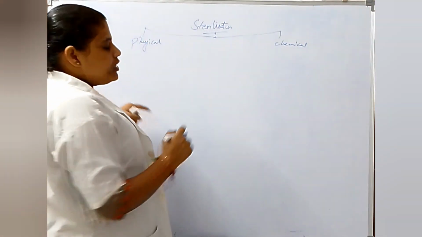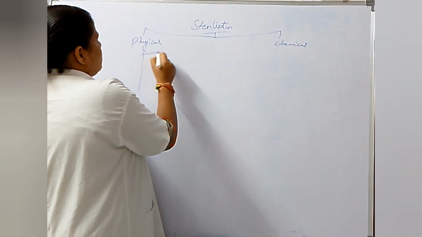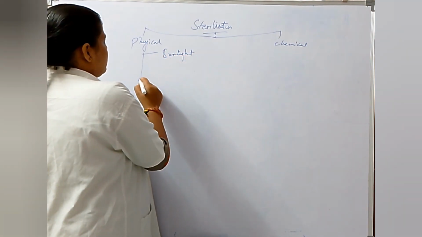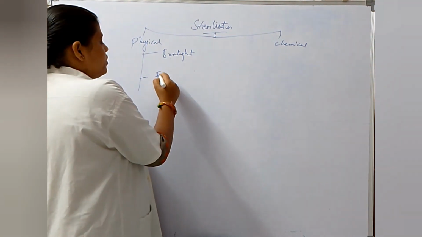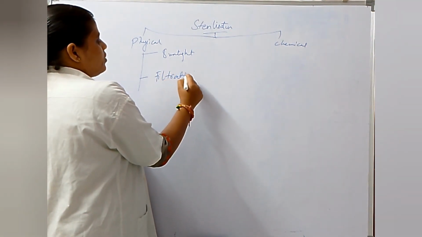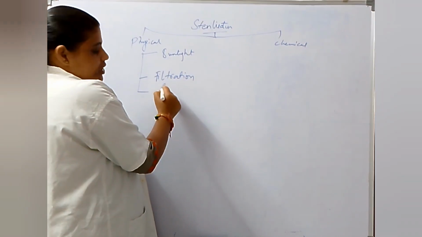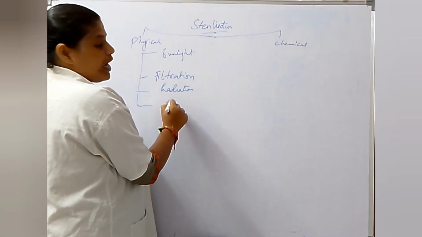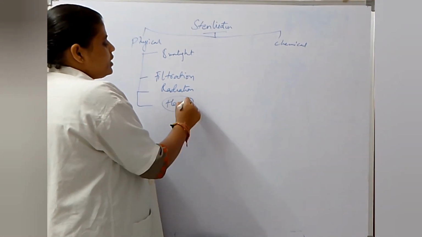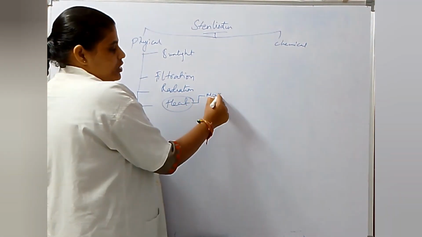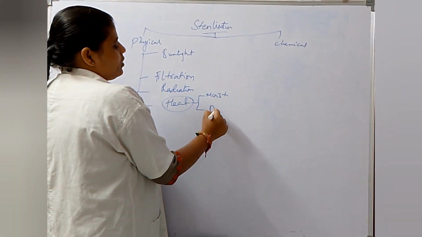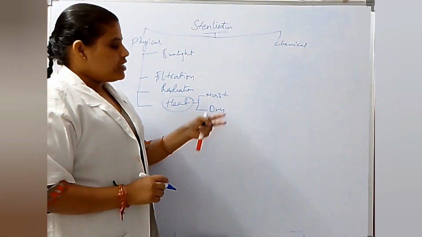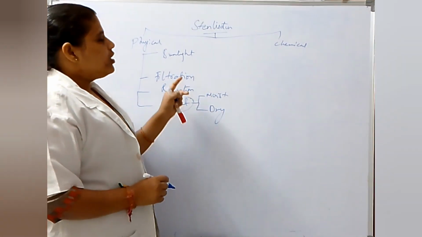Physical is again divided into sunlight, filtration, radiation, and heat. Heat is again divided into moist and dry heat. Heat we'll discuss in the next topic.